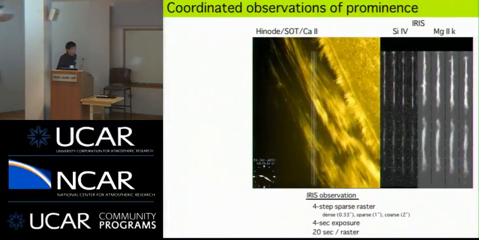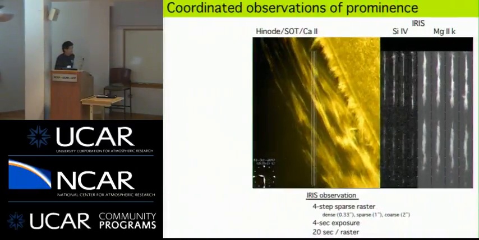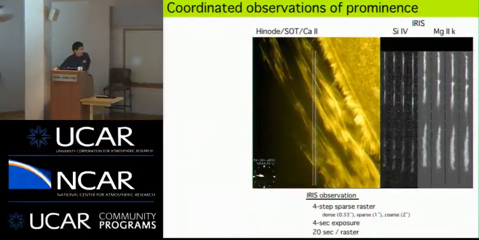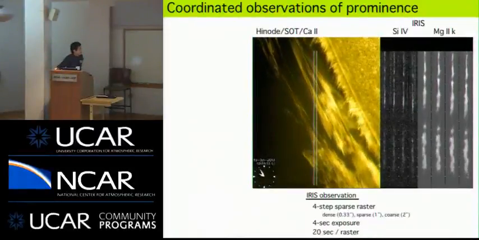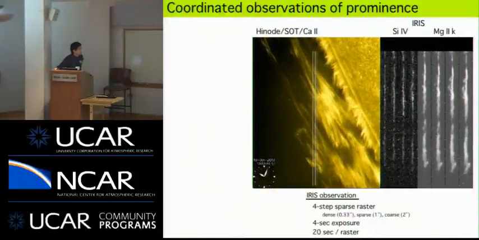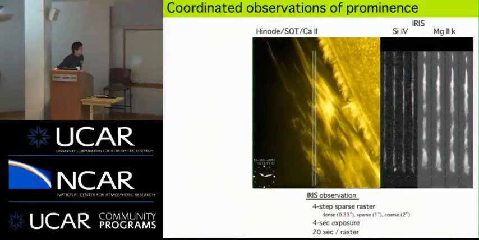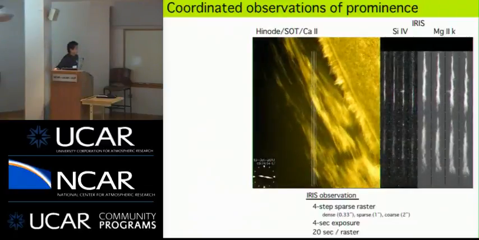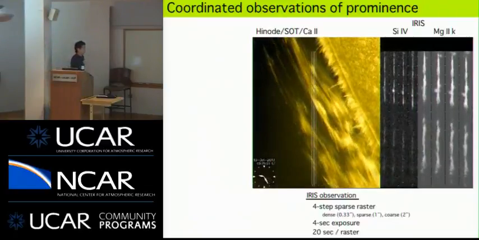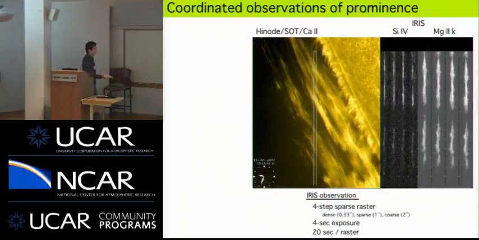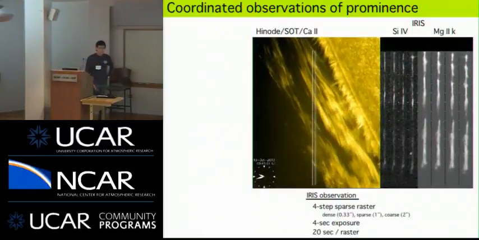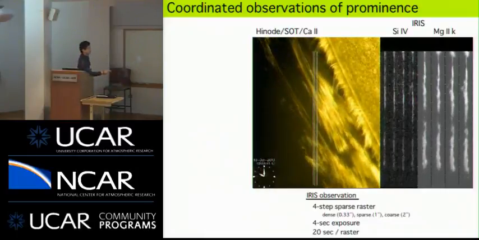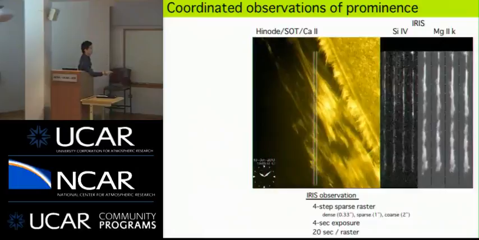Okay. So from now, this is a scientific discussion. This is a coordinated observation of a prominence taken on 2013 October 19th. The yellow one is the SOT calcium movie. And these 4 white lines show the IRIS slit locations. And these are IRIS spectra of silicon and magnesium lines along these lines.